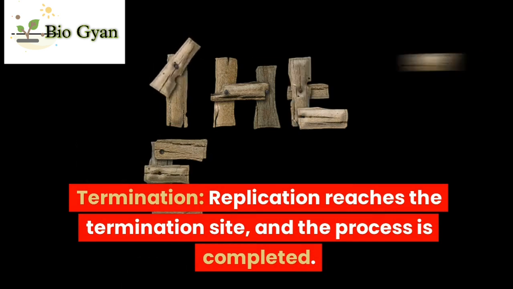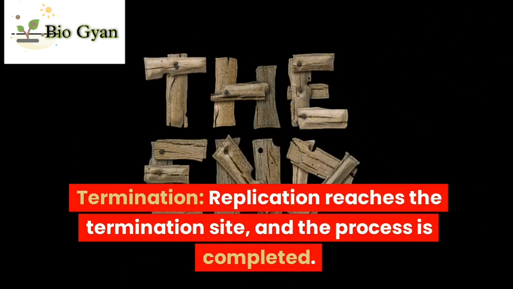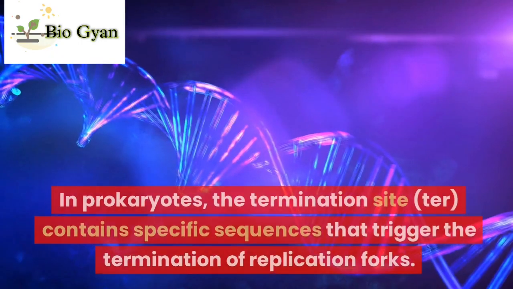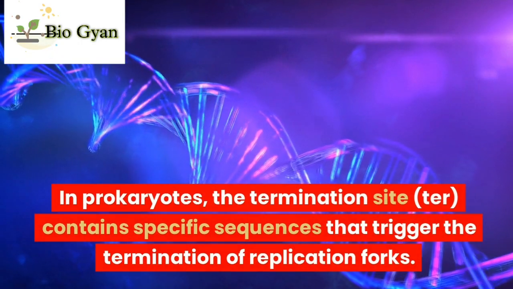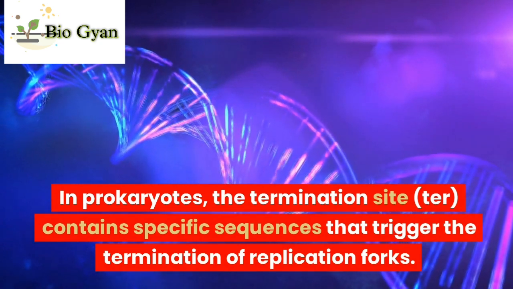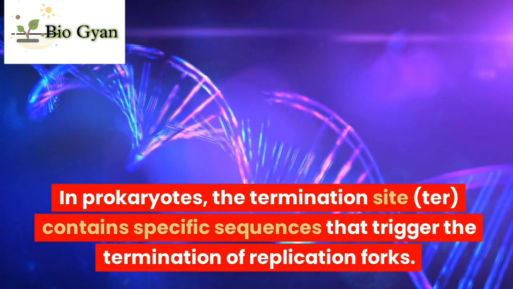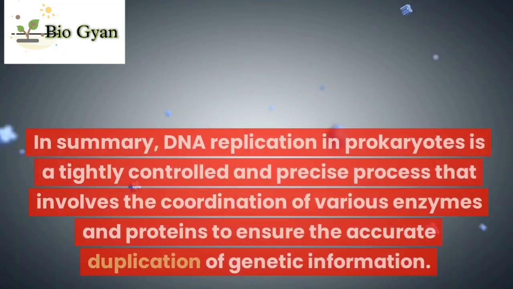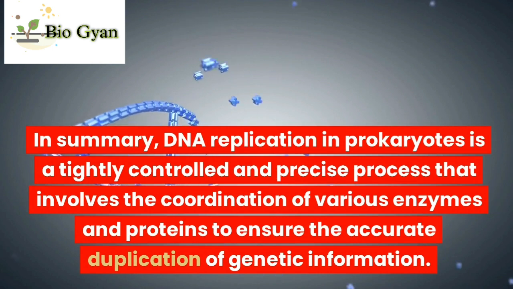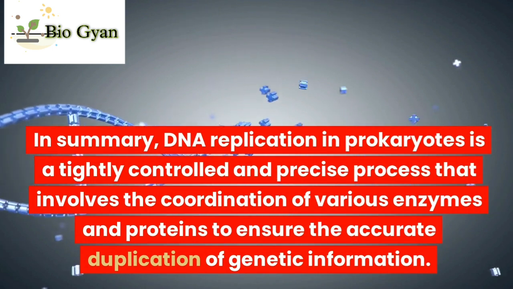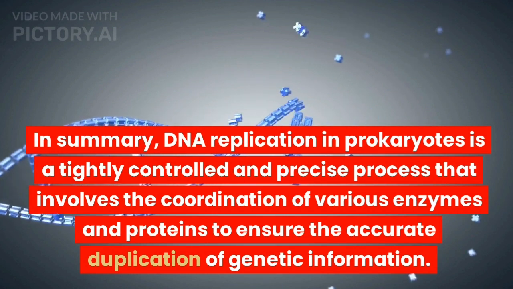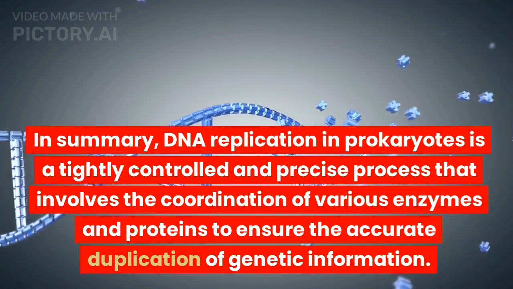Termination. Replication reaches the termination site, and the process is completed. In prokaryotes, the termination site contains specific sequences that trigger the termination of replication forks. In summary, DNA replication in prokaryotes is a tightly controlled and precise process that involves the coordination of various enzymes and proteins to ensure the accurate duplication of genetic information.